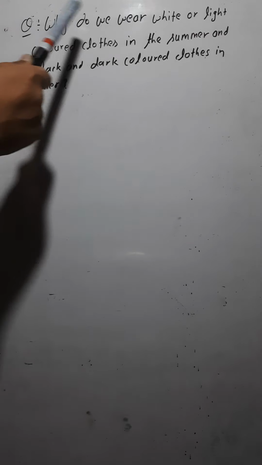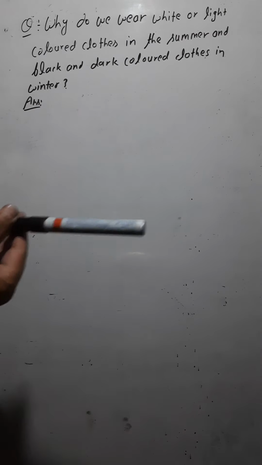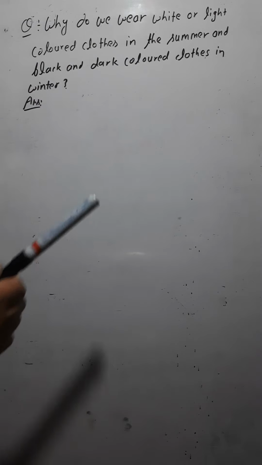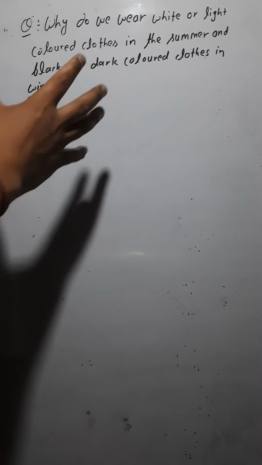The question is, why do we wear white or light colored clothes in the summer? You might be wearing light colored or white clothes during the summer, and black and dark colored clothes in the winter. Why do we wear lighter clothes in the summer and dark colored clothes in winter? Just guess it and think of the answer to this question. Now let me give you some example.